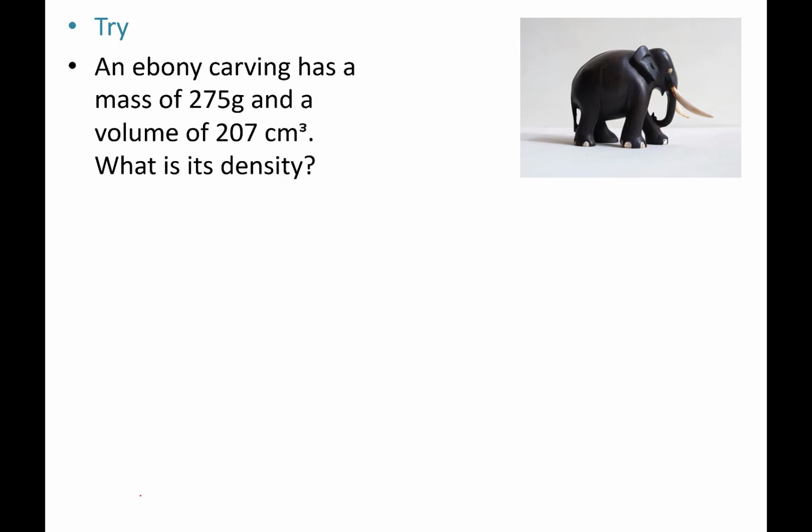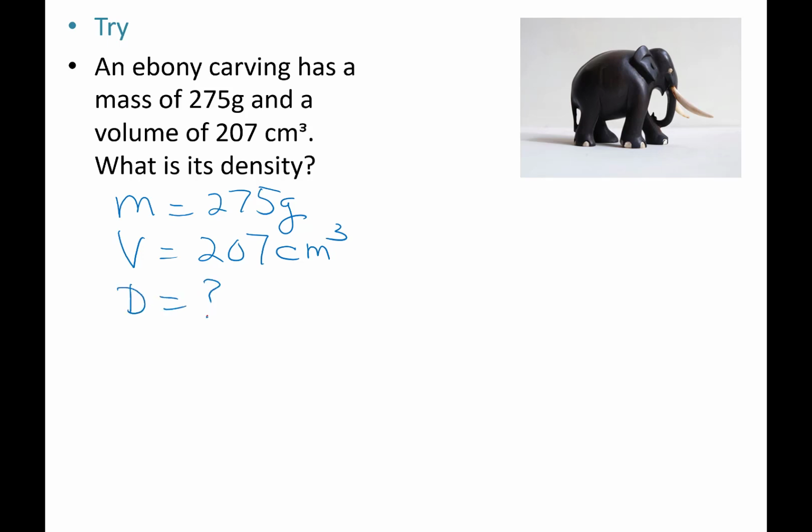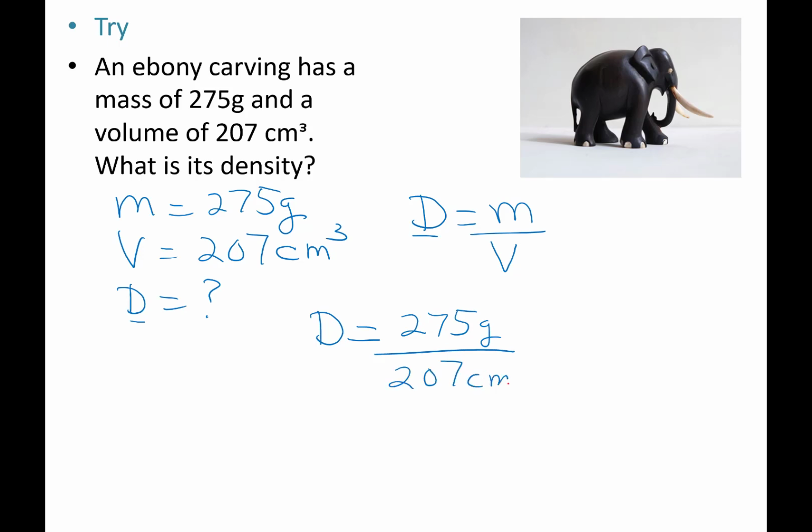All right, here goes. An ebony carving has a mass of 275 grams and a volume of 207 cubic centimeters. What is the density of the carving? So that's step one. Write down what you know and what you're looking for, plus a question mark. Your equation is density is mass divided by volume. We're looking for density. The equation is solved for density, so life is good. Then I just put the numbers plus units into the equation. So 275 grams, volume 207 cubic centimeters.